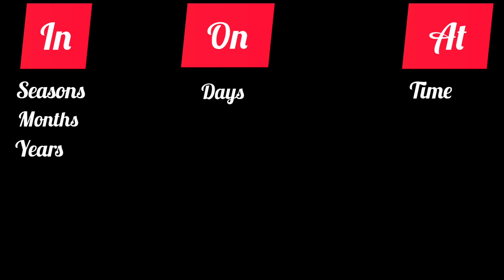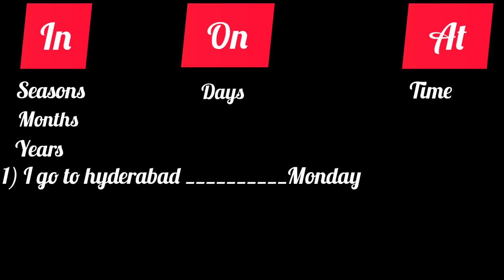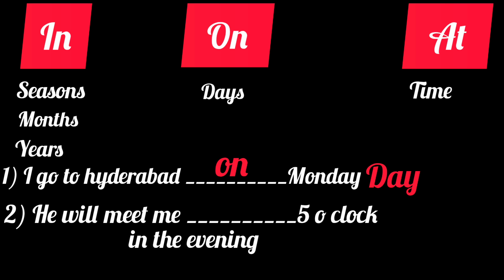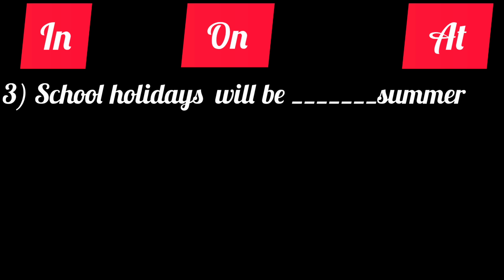Some examples: I go to Hyderabad dash Monday. Monday is a day, so we should use on Monday. He will meet me dash 5 o'clock in the evening. 5 o'clock is a time, so we should use at. School holidays will be dash summer. Summer is a season, so we should use in summer.